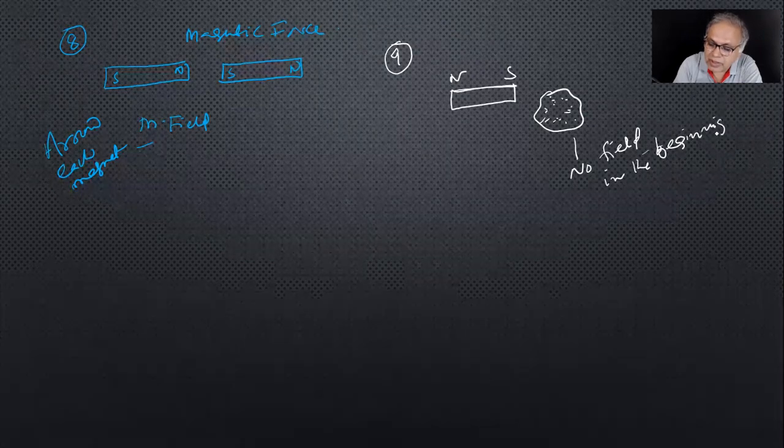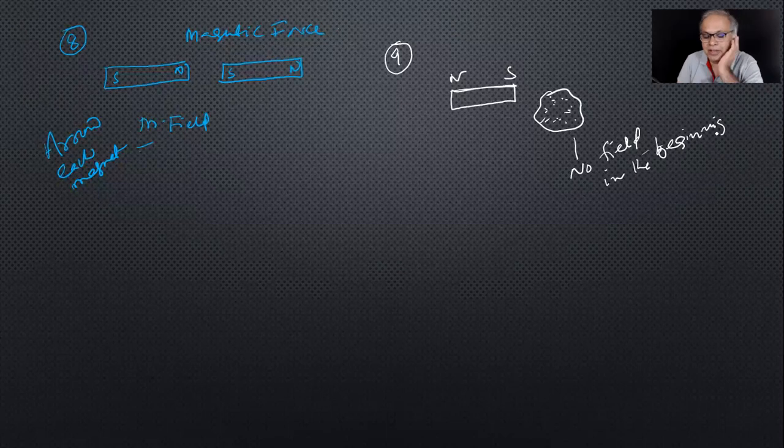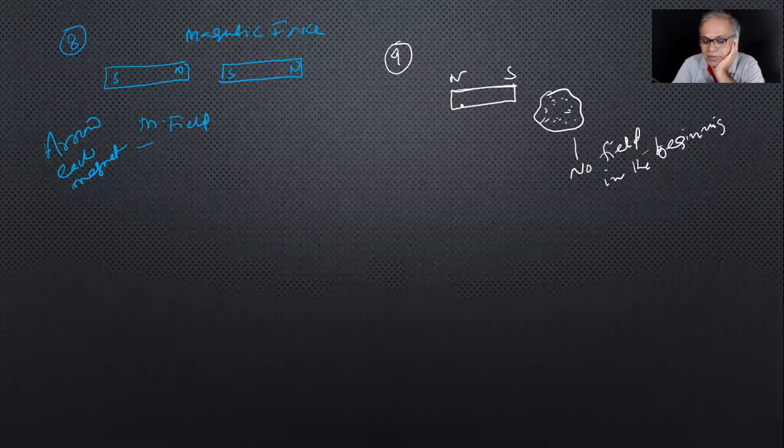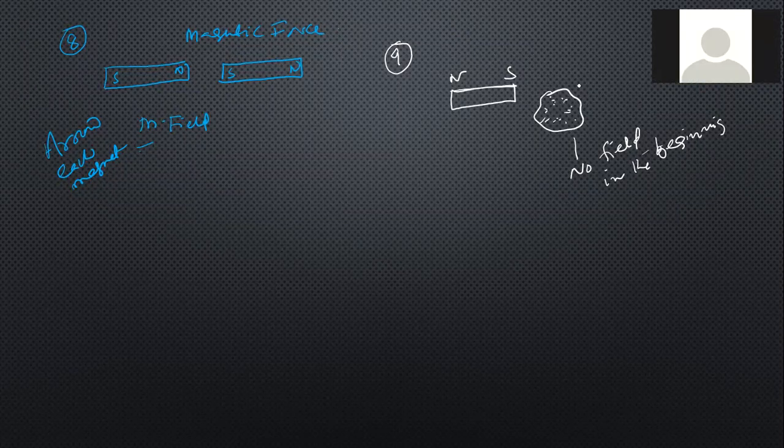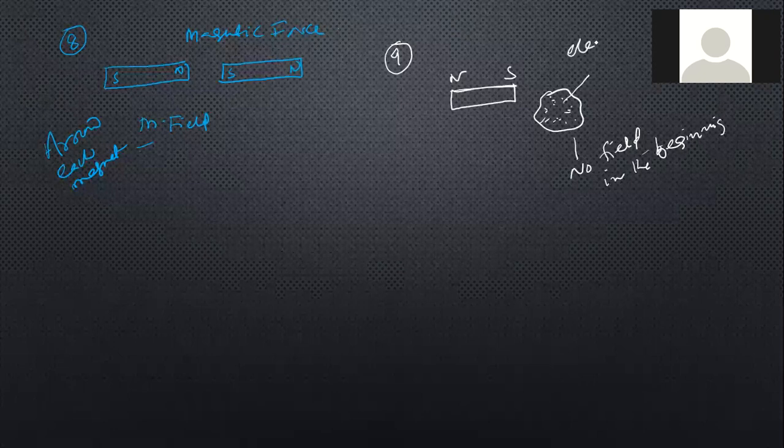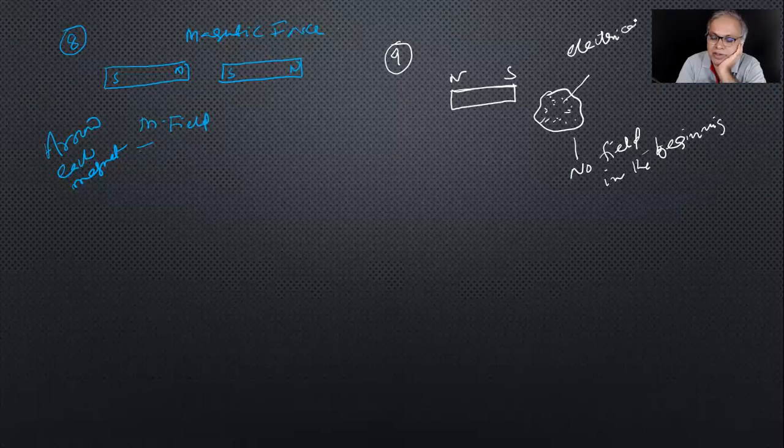What do you mean by in the beginning, children? Srihit, can you tell me? When this magnet was not brought near it, the iron piece has no magnetic field around it, no electric field around it. Yes, sir. Electrically neutral this is. That means no excess charge here. Electrically neutral, and even magnetically also neutral.